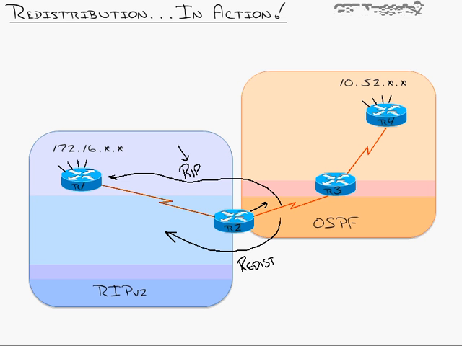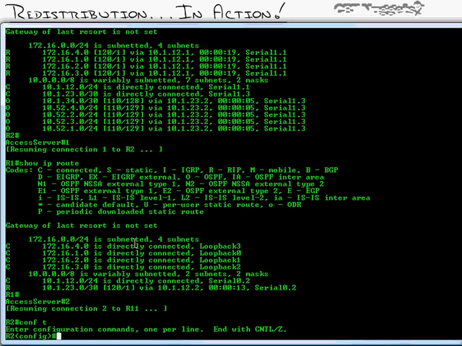Let me make that clear. Let me jump back to the diagram. I want to go into the configuration mode of the routing protocol where I want to do the redistribution. In this case, I want to send OSPF routes into RIP, so I'm going to go into the RIP routing protocol. So bring that up, router RIP.